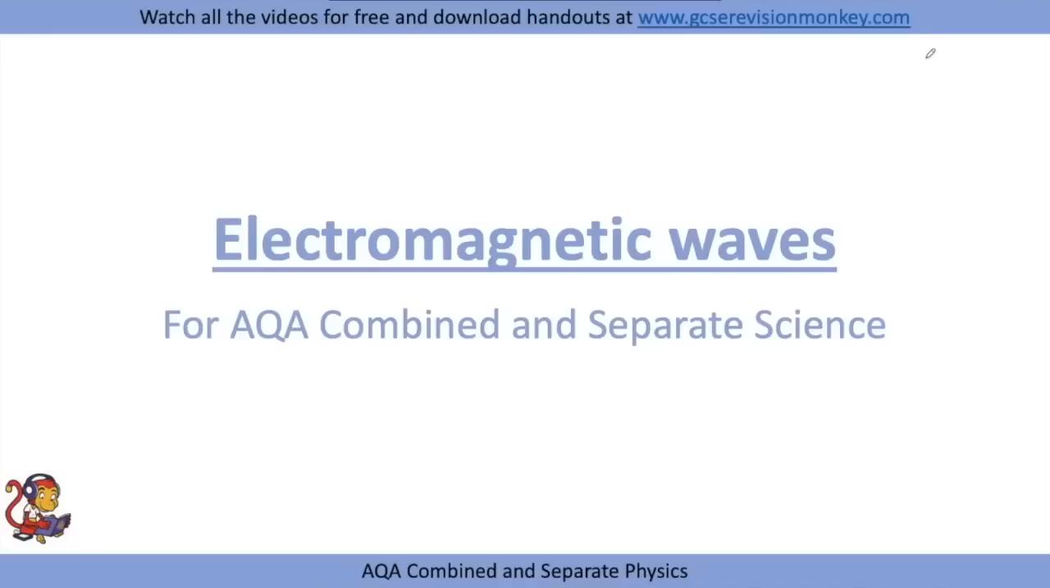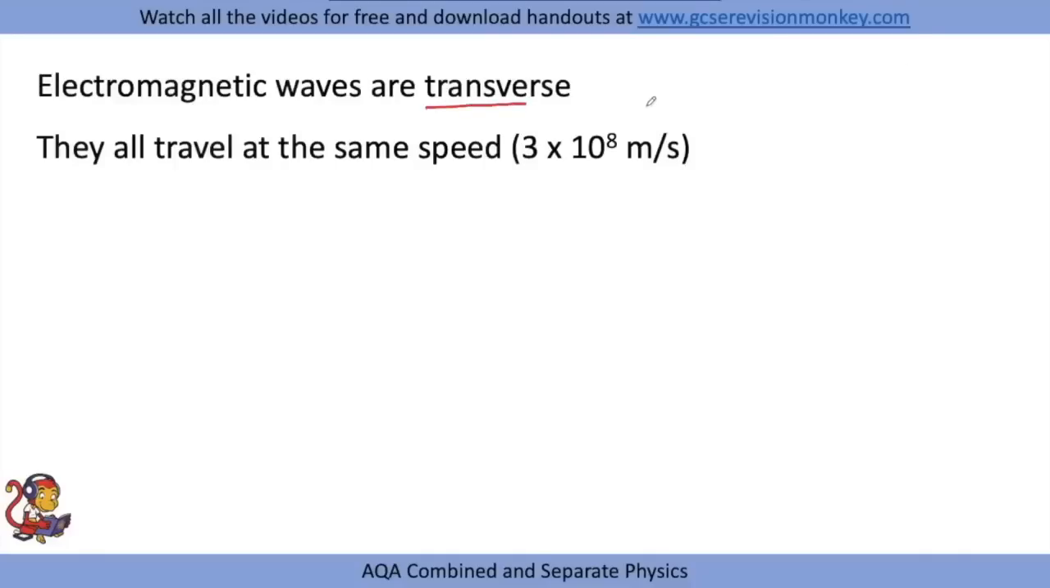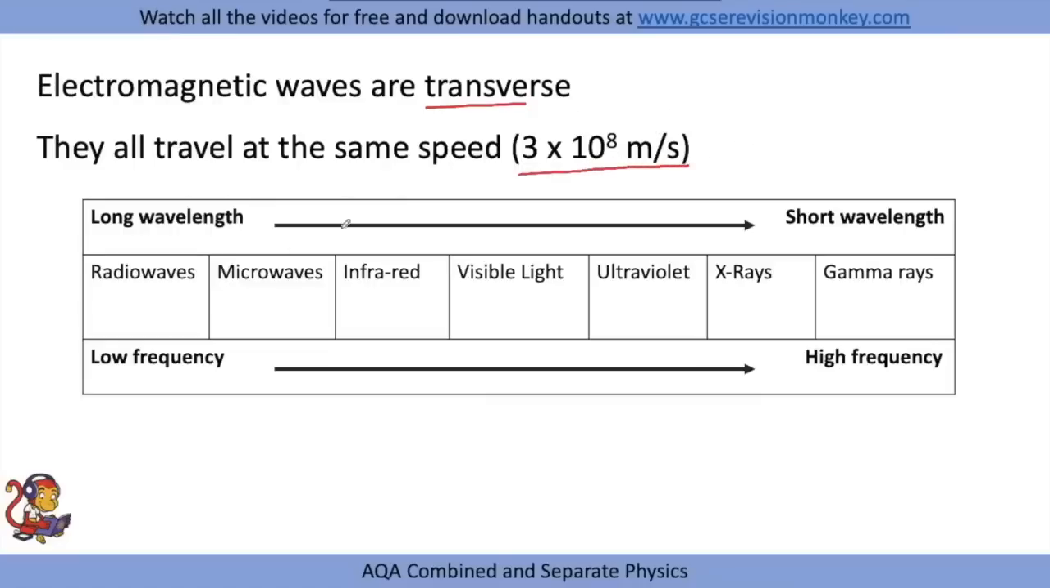Electromagnetic waves. Electromagnetic waves are transverse, and they all travel at the same speed, which is 3 times 10 to the 8 meters per second. You need to know the order of electromagnetic waves in the spectrum.